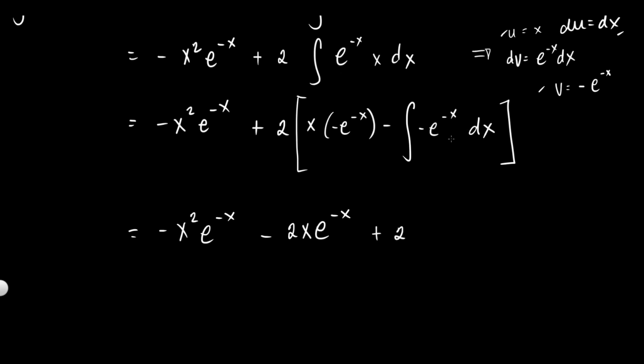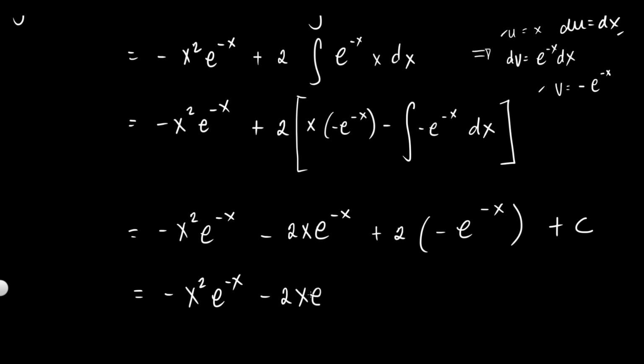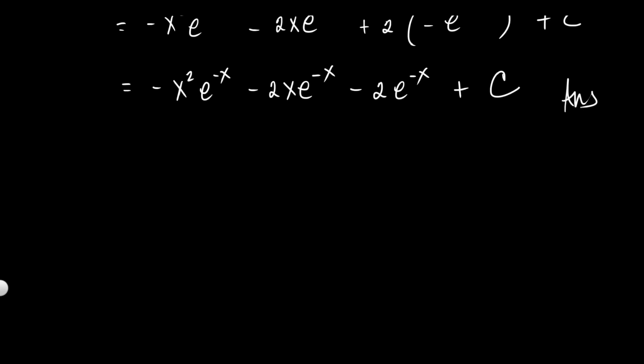Then the integral of e raised to minus x is minus e raised to minus x plus c. So the answer is minus x squared e raised to minus x minus 2x e raised to minus x minus 2e raised to minus x plus c. Final answer. So, as you saw, we did integration by parts twice. And that's okay, as long as the procedure is correct. Okay?